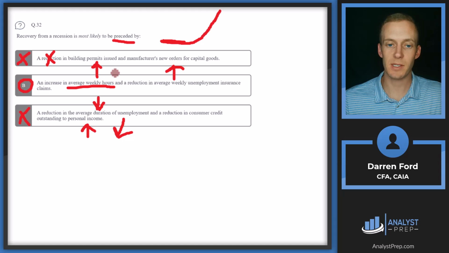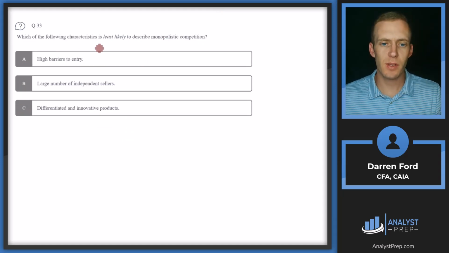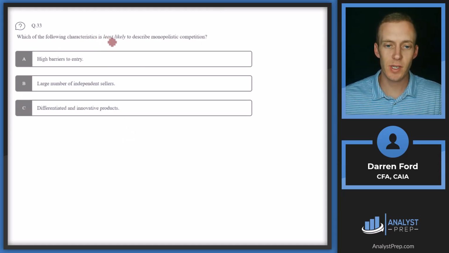So we'll go with answer B as our best answer. All right, question 33. Which of the following characteristics is least likely to describe monopolistic competition? So two of these are going to describe monopolistic competition and one is not.